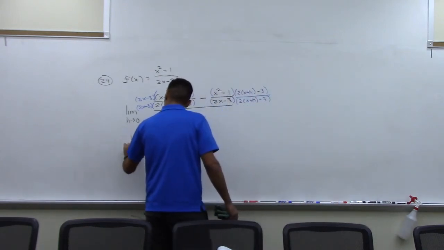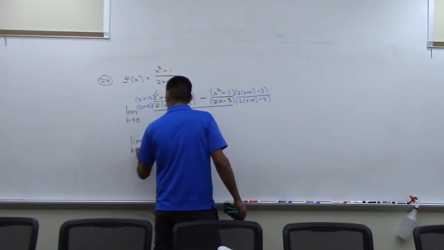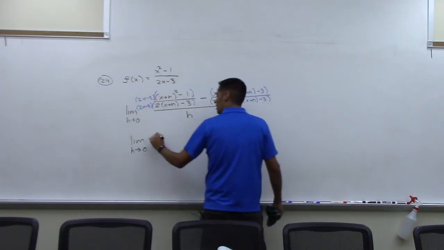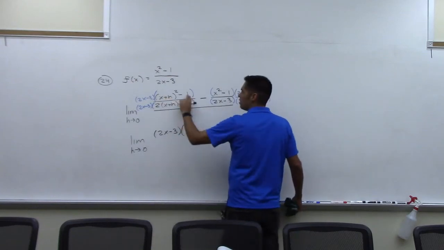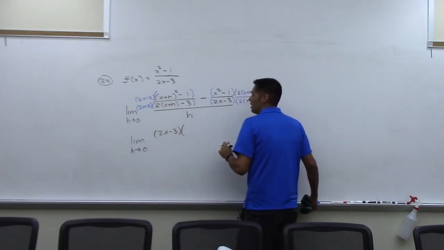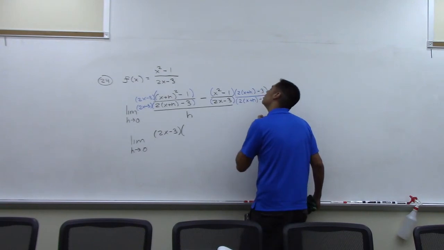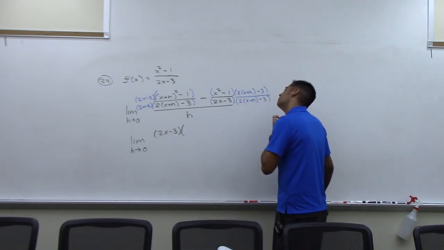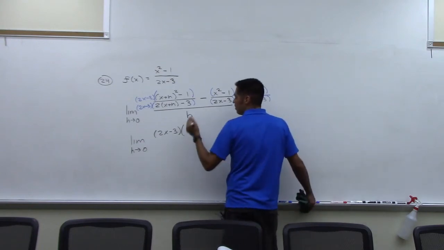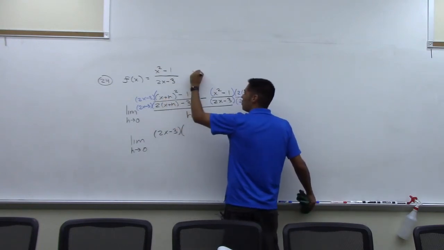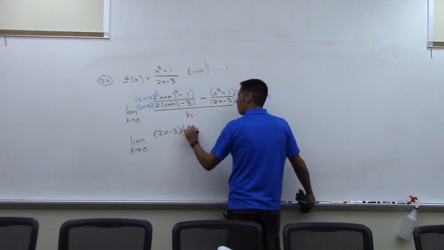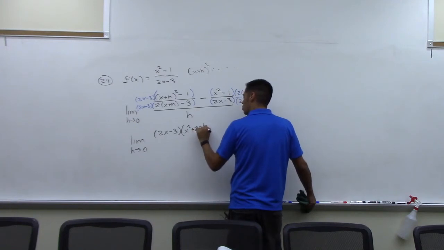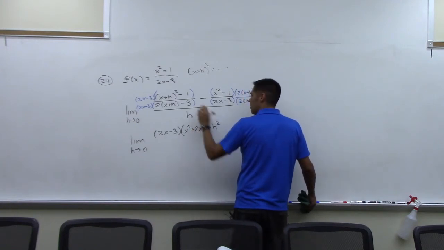I have the limit as h goes to 0. This times this, let me write that down, 2x minus 3 times this thing. Now, I'm going to need to expand that out, I think. So let me, well, should we? I don't know if we should. I guess we will. Let's expand that. x plus h squared, you go do that on your own. We'll get x squared plus 2xh plus h squared, then we still have minus 1.